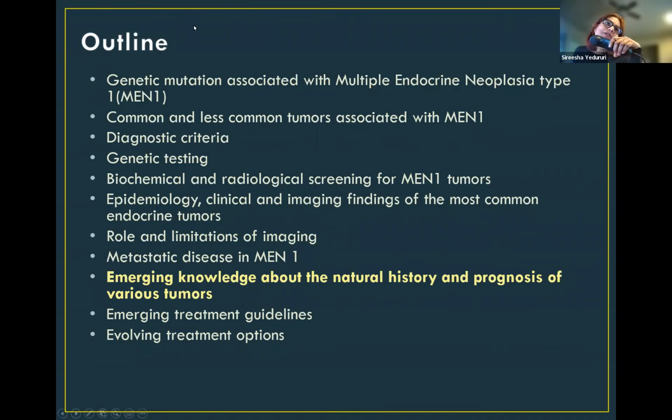So I'm going to talk about genetic mutations, what the common and less common tumors associated with MEN type 1 are, the diagnostic criteria, genetic testing, the biochemical and radiological screening tests for these syndromes, and then briefly epidemiology, imaging findings, which tumors, of all the tumors that these patients have, are the causes of metastatic disease in MEN1, and then most importantly, this knowledge of natural history and prognosis of various tumors. That is what I'm going to focus on, and then treatment guidelines and treatment options.